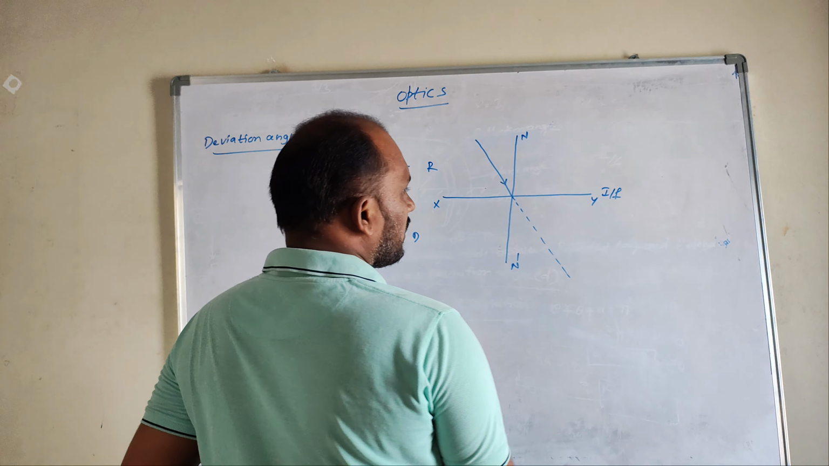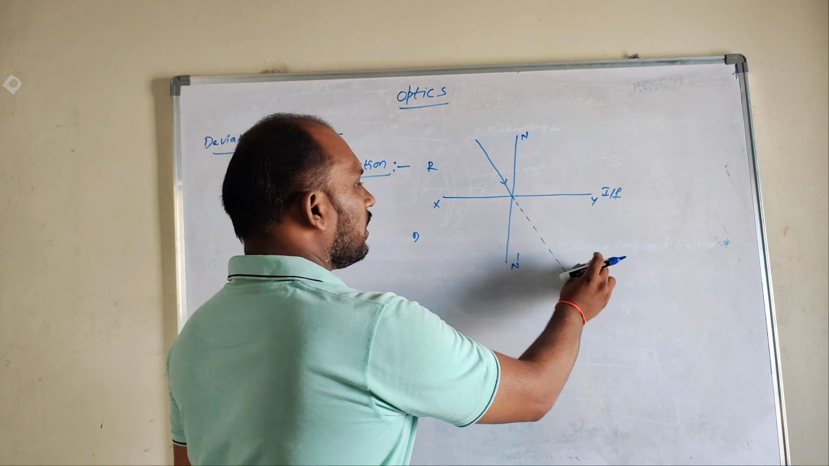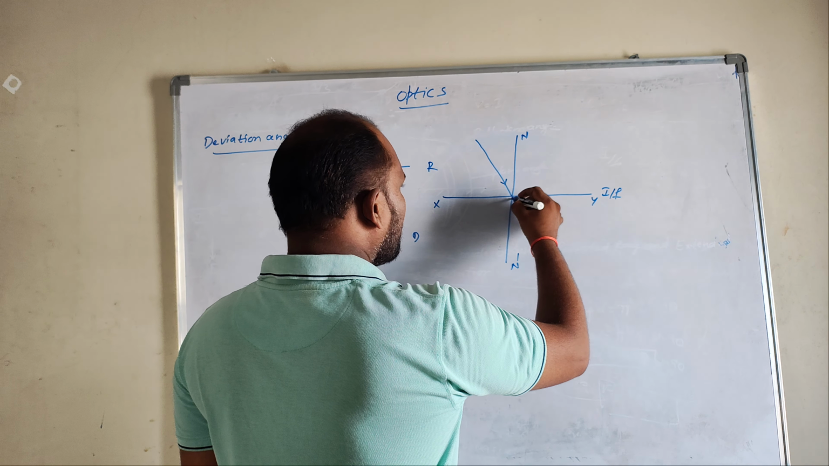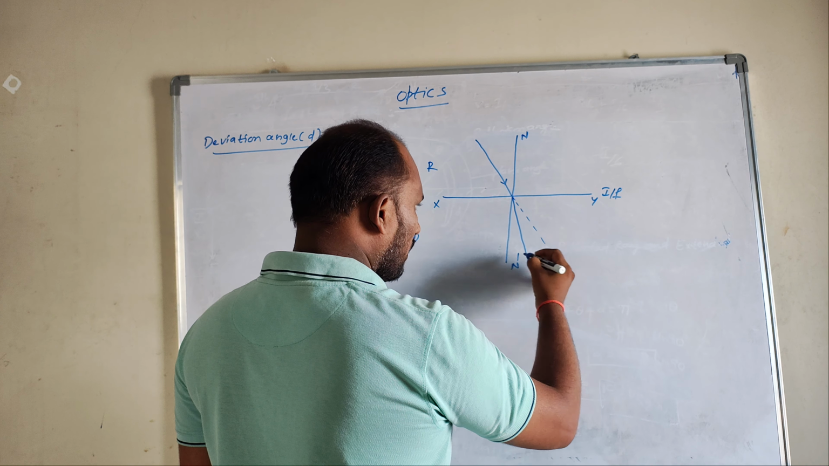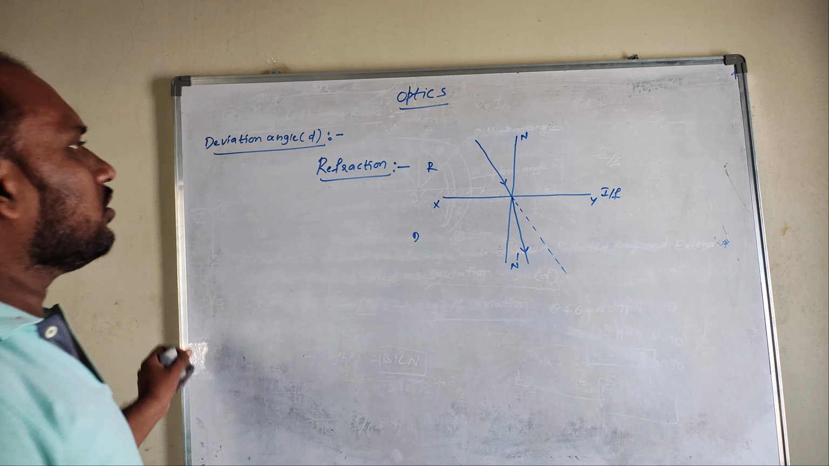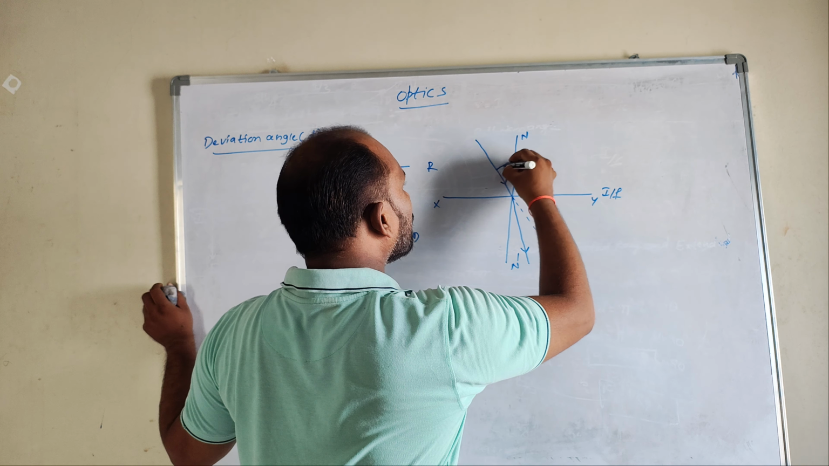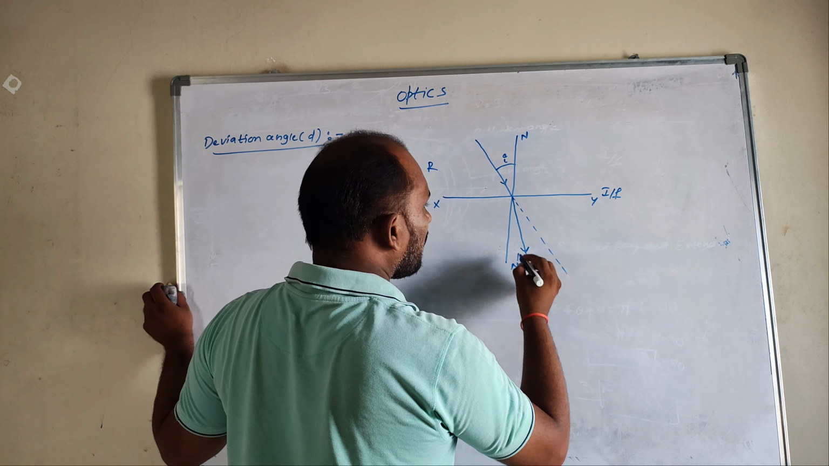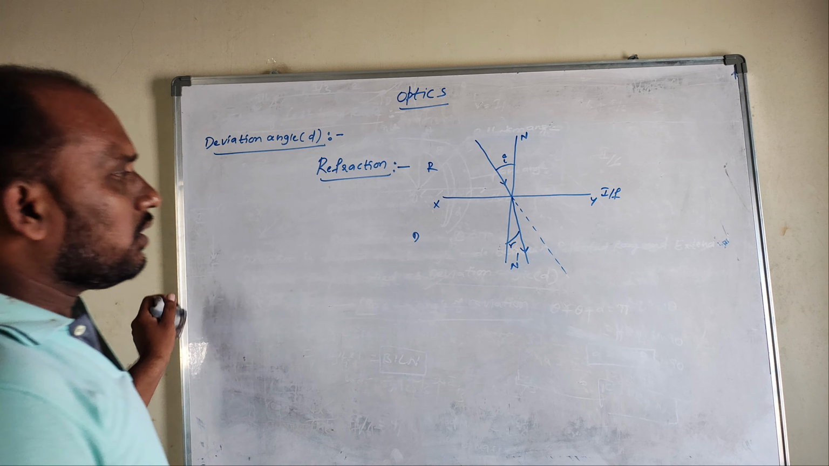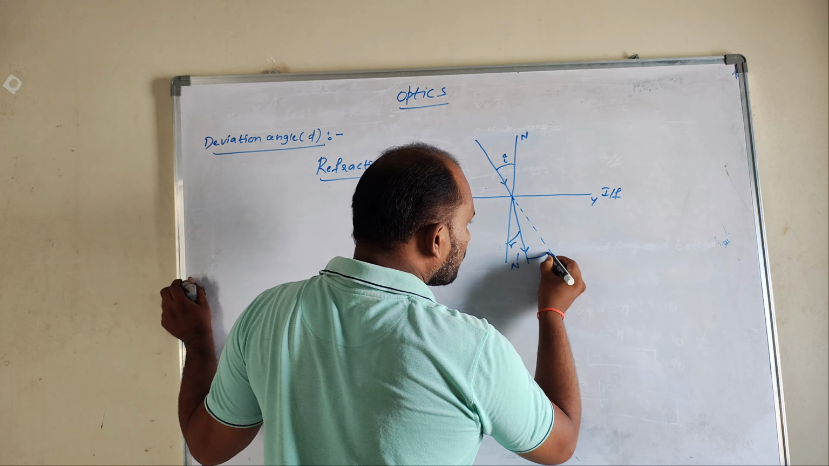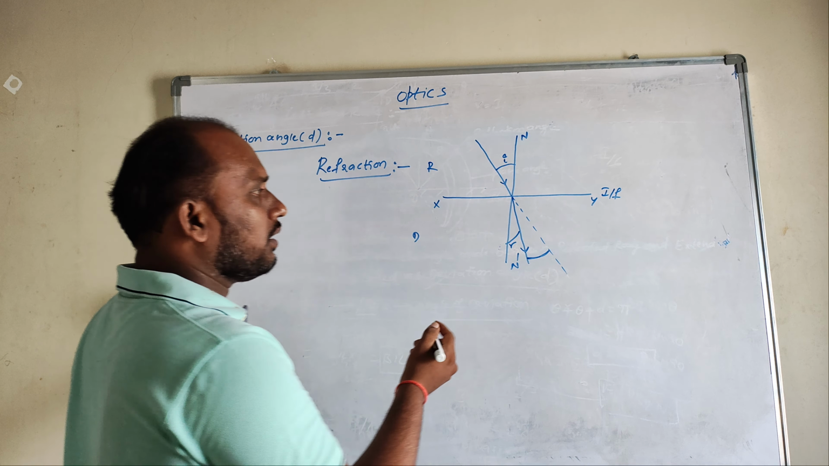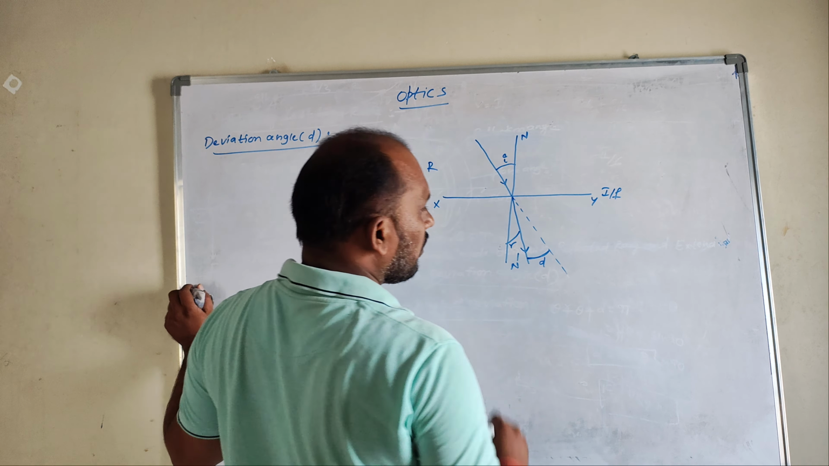Now always light is straight, no doubt. Light is always straight, and when the speed decreases, it bends towards the normal line. So this is the incident angle. This is the refraction angle. And this small portion which is deviated from the actual path, the shifting that happened, that angle is called the deviation angle.